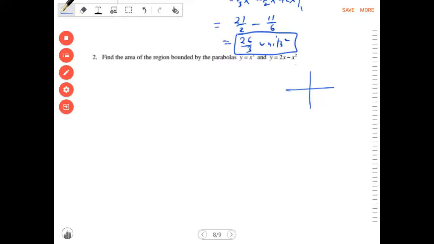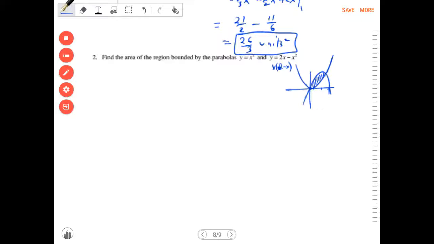Okay, so x squared just looks like this. And then 2x minus x squared. Okay, so that guy has zeros at x, oops, 2 minus x. Okay, so that guy has got zeros at 0 and at 2. So it goes like this. All right, so what this question is asking is it wants this region here.